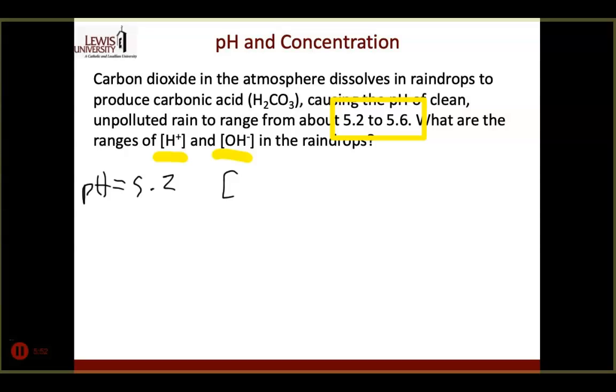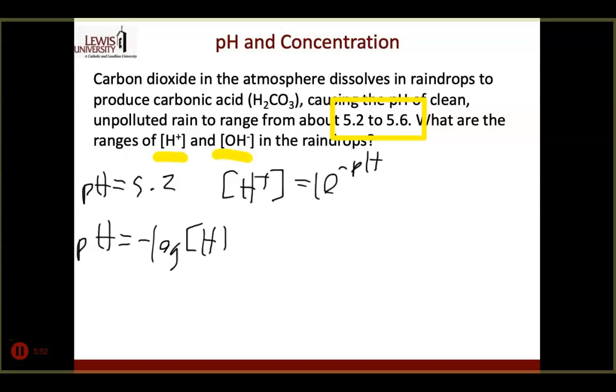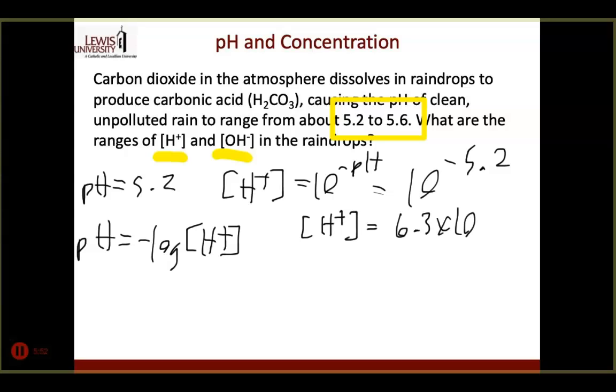What we can do is calculate the concentration of H+ by taking 10 to the negative pH, because we know that pH is equal to the negative log of the concentration of H+. So it's a log base 10 unit. So 10 to the negative 5.2 is going to give us the concentration of H+, and our concentration of H+ is just going to be equal to 6.3 times 10 to the negative 6 molar.